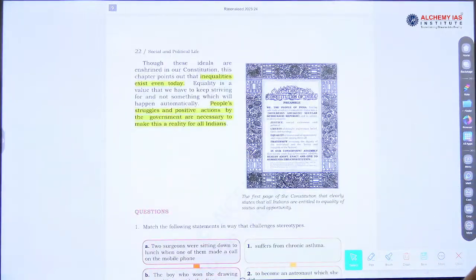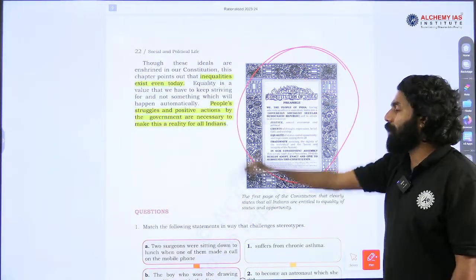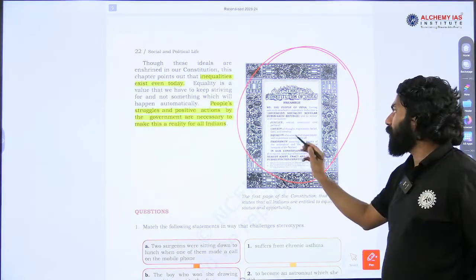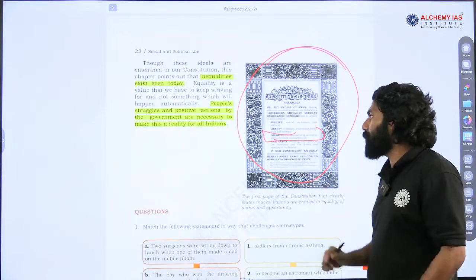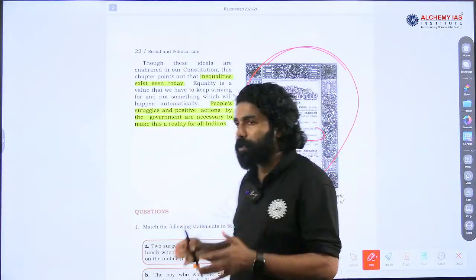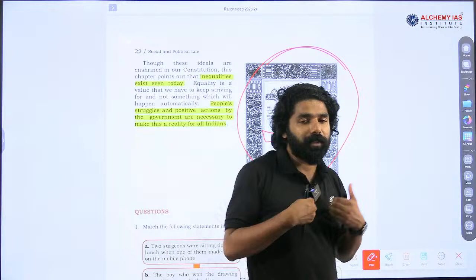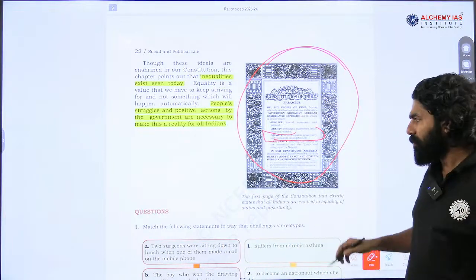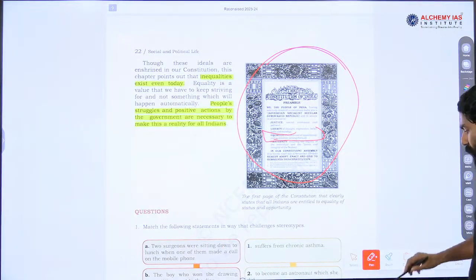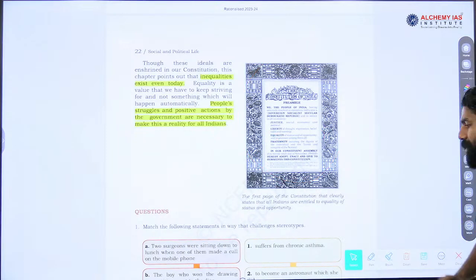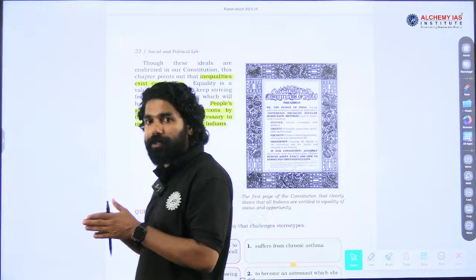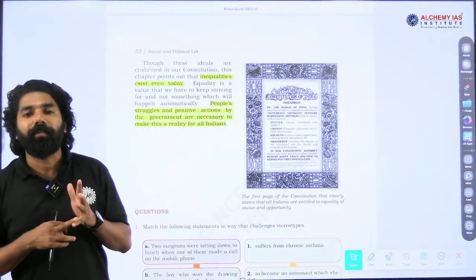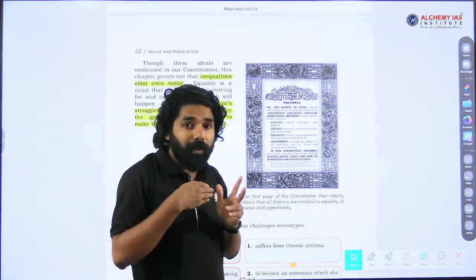Whenever you go through the preamble, we can see certain keywords mentioned here. One such keyword is equality, that we follow the principle of equality of status and opportunity, and that helps us in maintaining unity and integrity in our country. Even though we have this constitution, we may still face much discrimination. Even today the tribal community faces many atrocities, and they were also killed.